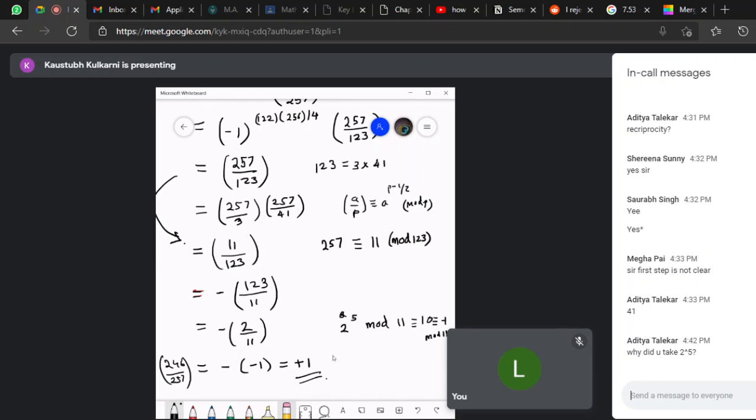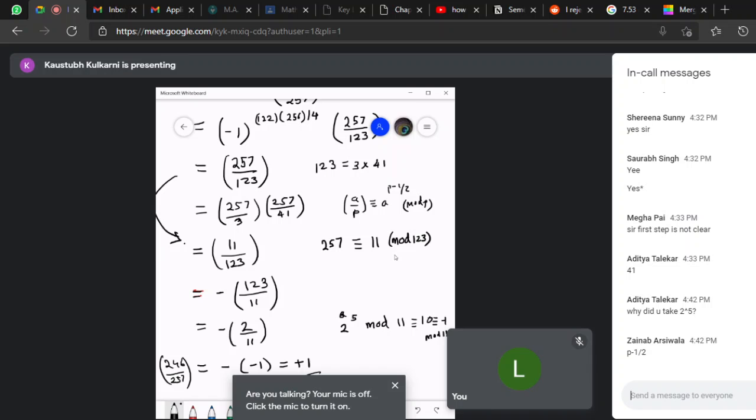Why did you take 2 raised to 5? Because by the definition of the Legendre's symbol, it is of the form a upon p, and the exponent is p minus 1 upon 2. So p is 11, and 11 minus 1 is 10, upon 2 is 5. That's why. Okay, the first step is not clear.